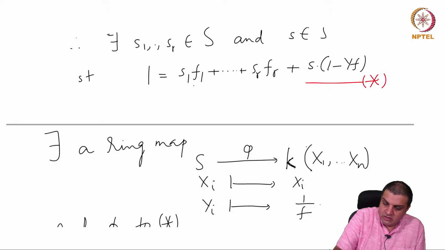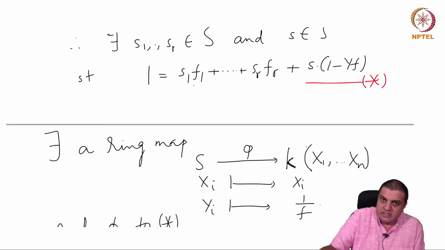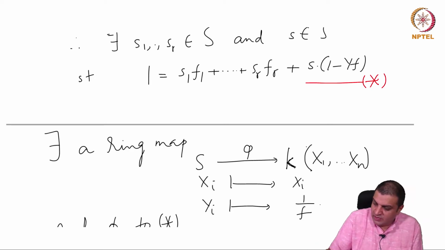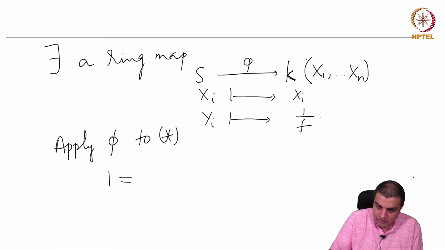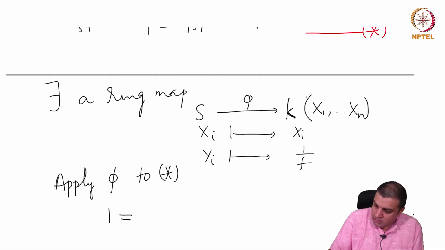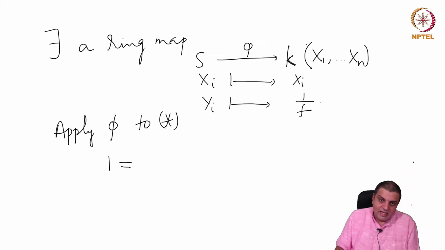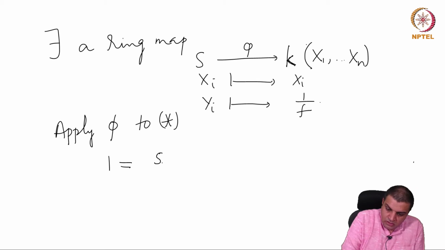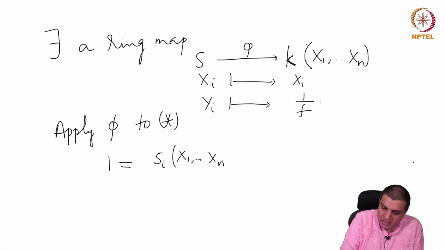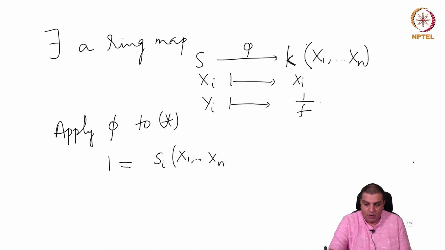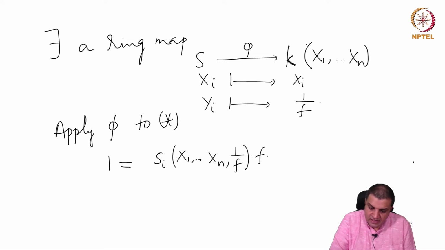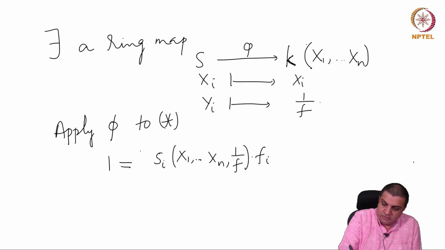Fi is just Fi. Fi involves only the x's, and xi is mapped to xi, so that is just Fi. But on the other hand, what does Si go to? Si is a polynomial in n plus 1 variables, the x's and y, and y becomes 1 over f. Fi is unchanged, and so this is the first part.